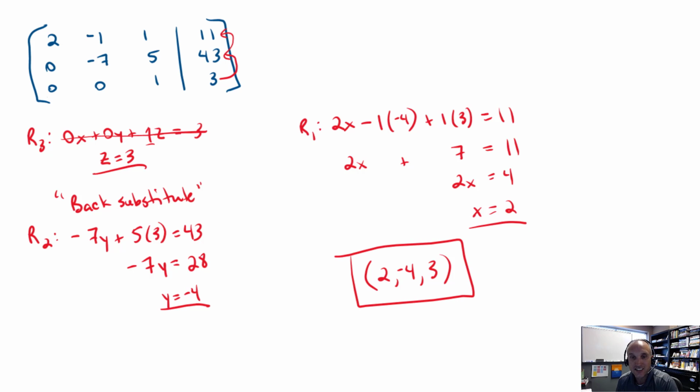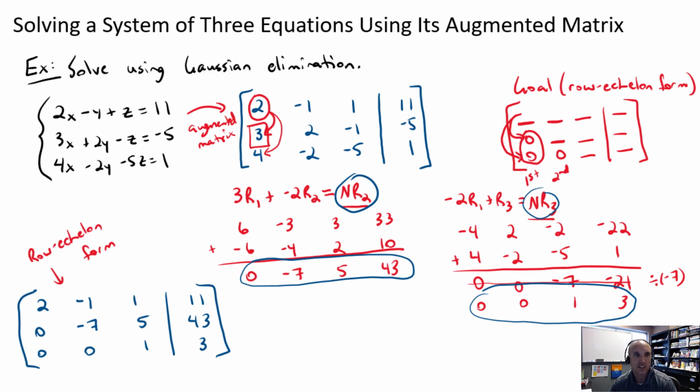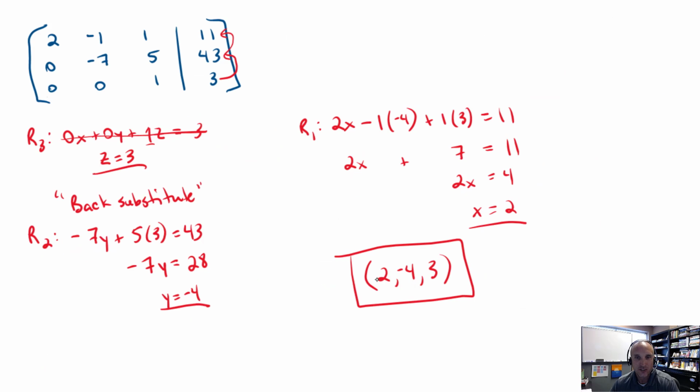This is the x, y, z triple that makes all of our original equations to our system true. Geometrically, each of these equations represents a plane in 3 dimensions, and this ordered triple is the point where those 3 planes intersect. Okay, let's do one more.